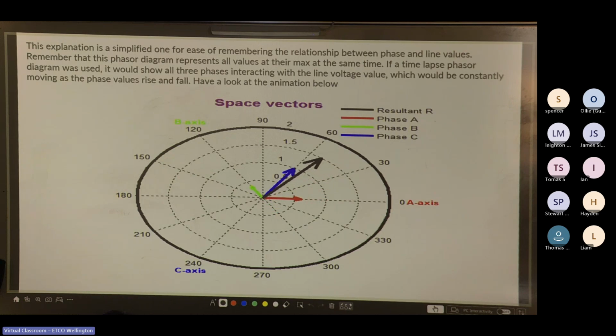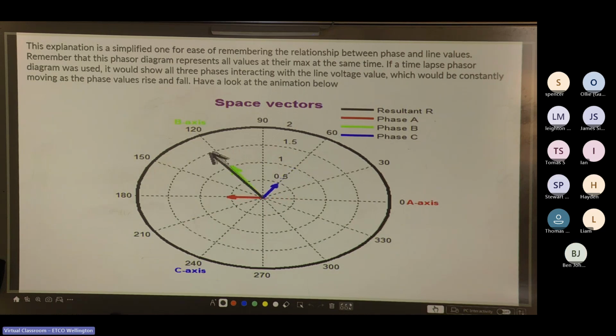Cool. So this explanation is a simplified one for ease of remembering the relationship between phase and line values. Remember that this phasor diagram represents all values at their max at the same time. If a time-lapse phasor diagram was used, it would show all three phases interacting with the line voltage value. That would be constantly moving as the phase values rise and fall. So we can see this in the animation below. The resultant phase is the black line, and then you've got phase A, B, and C for the red, green instead of white, and then blue.